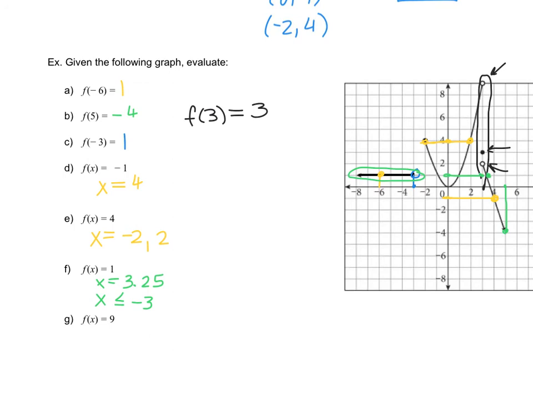And finally, f of x equals 9. When I go to 9 on my y-axis, nothing to the left, and on the right side, there's a hole, which isn't actually a point. So for this last one, there is no solution. So for this last type of example with the graph, it's very visual, and you have to look at the entire thing to get all your possible answers and to not get tricked with holes or the closed points.